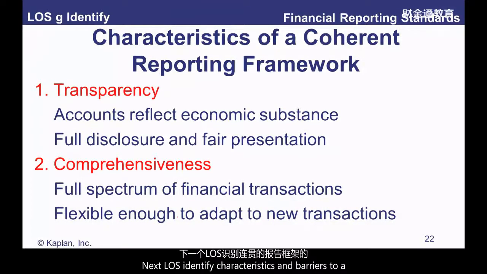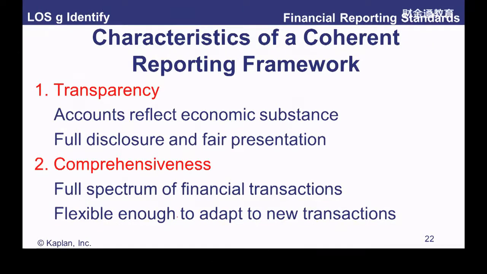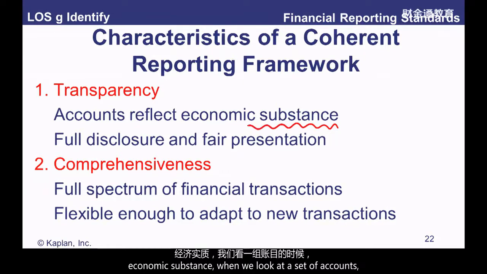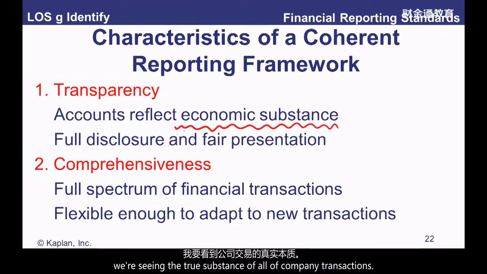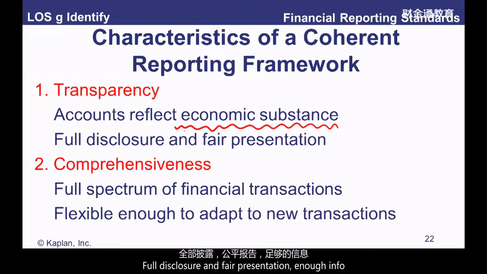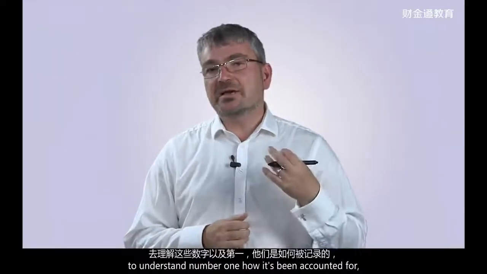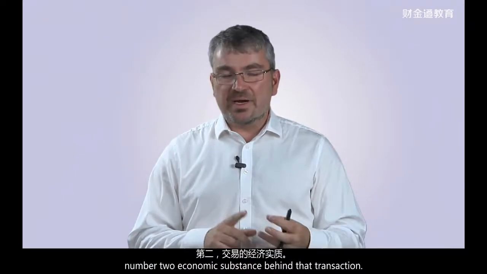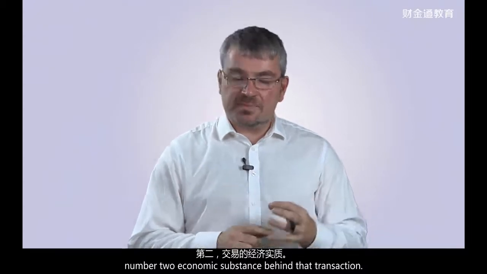Right, our next LOS is identify characteristics and barriers to a coherent reporting framework. Transparency, we've mentioned this so many times now, it's getting dull. The accounts reflect the economic substance. So in other words, when we look at a set of accounts, we're seeing the true substance of all of the company's transactions. Full disclosure and fair presentation. So enough information to understand, number one, how it's been accounted for, but number two, understand the economic substance behind that transaction.